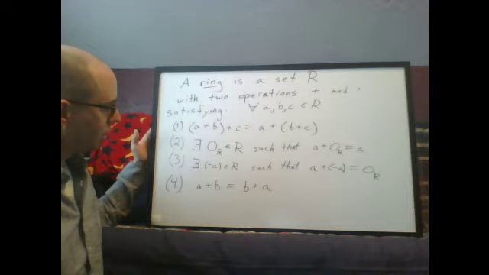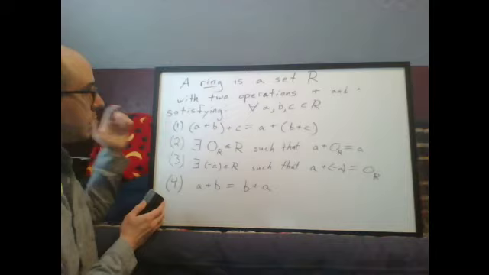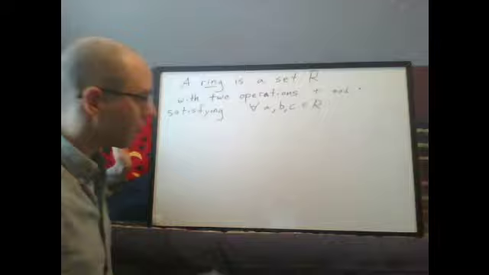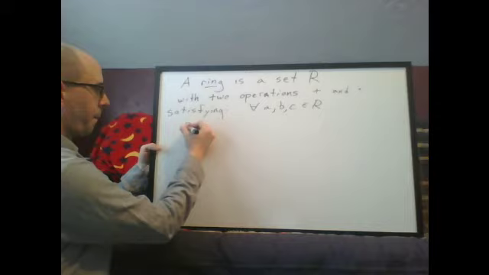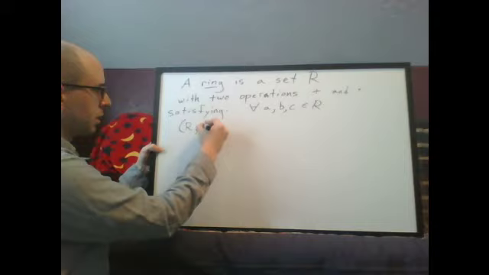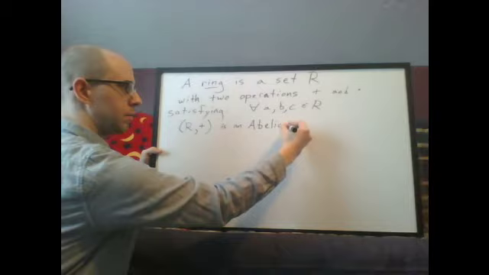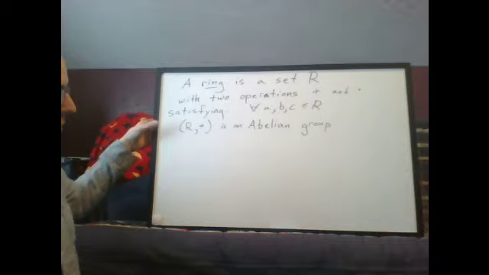Okay, so let's erase these. I'll keep the initial stuff. But those first four can be summarized. I'll write it down as just a single statement. R with only addition is an abelian group. That's the short way of summarizing those first four conditions.